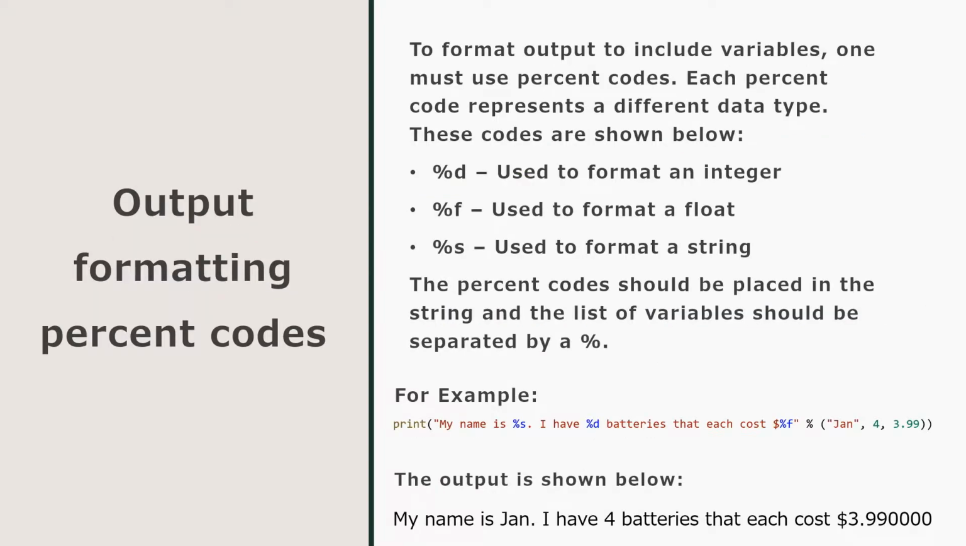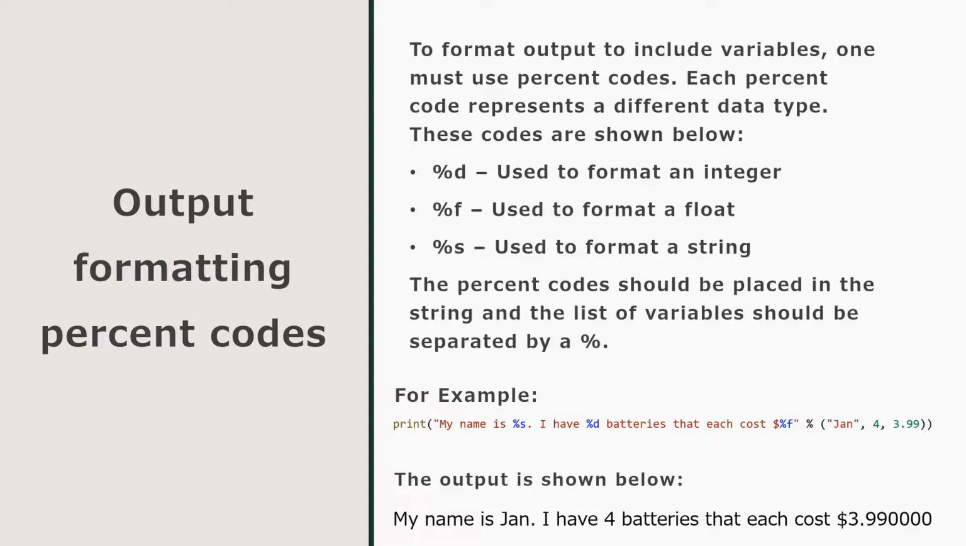Now, the way this works again is through the use of percent codes, and to format output, you need these. One of the methods is to use these percent codes. There's a bunch of different percent codes, but the ones we're more concerned about right now are the ones for integers, floats, and strings. For ints, it is percent %d. For floats, it is percent %f, and for strings, it is percent %s. And the way it works, you just put that percent code in your string wherever you want to put a variable or a data type in.